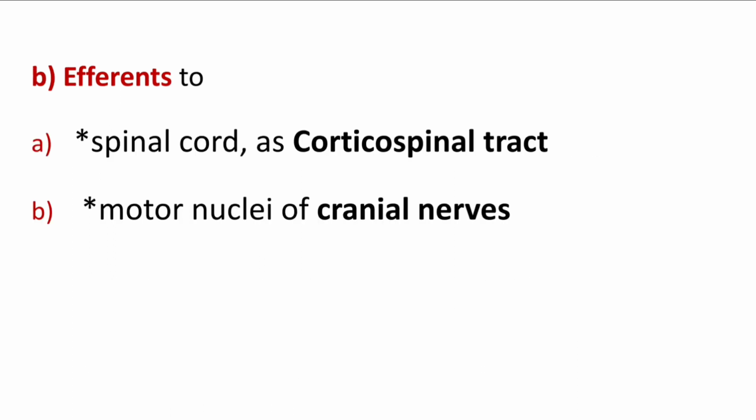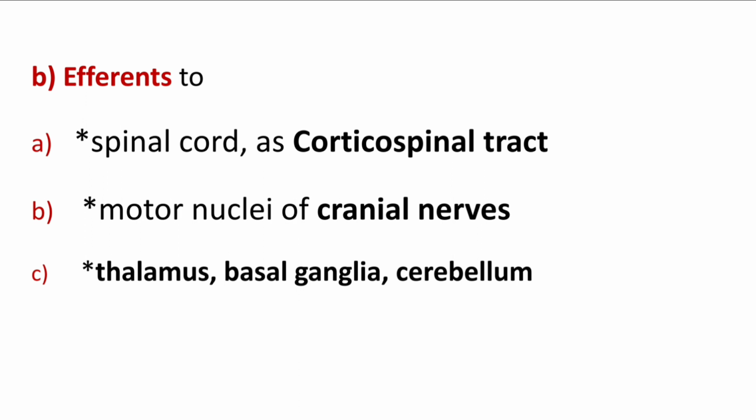Now efferents from this primary motor area go to the spinal cord as the corticospinal tract, and these efferents also go to the motor nuclei of the cranial nerves as the corticobulbar tract, and they also go to the thalamus, basal ganglia and cerebellum for motor coordination.